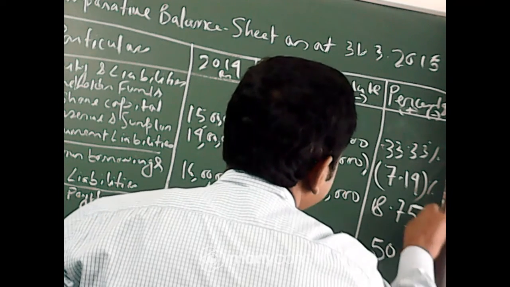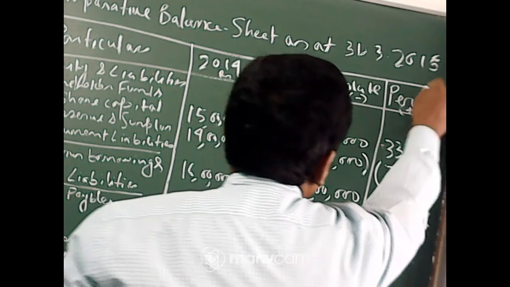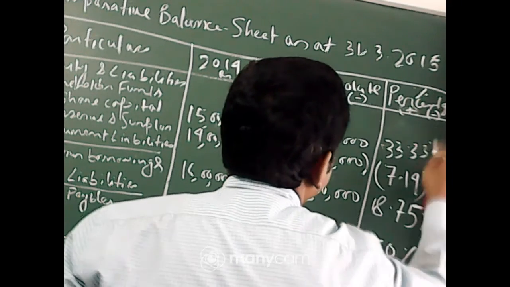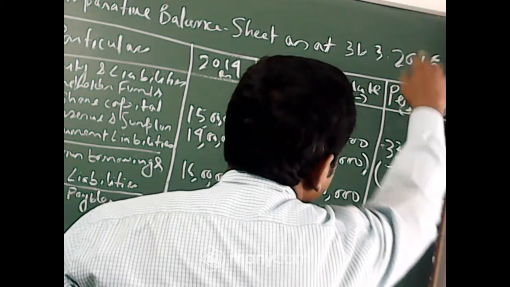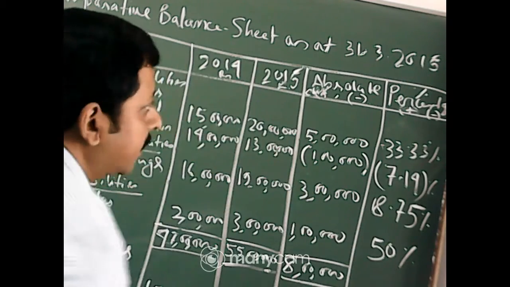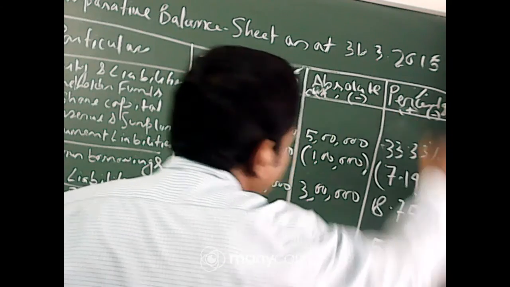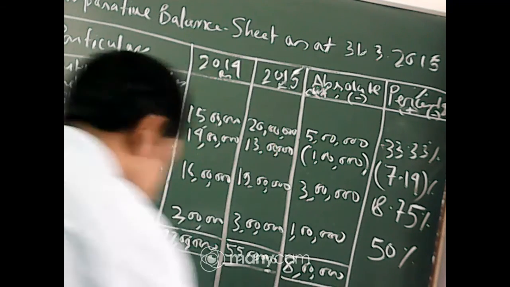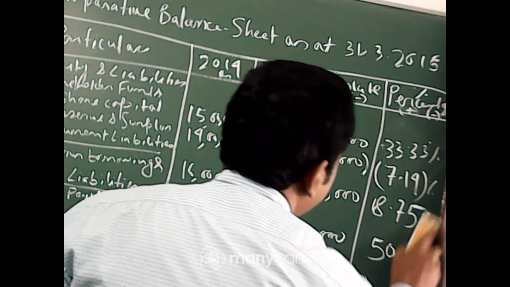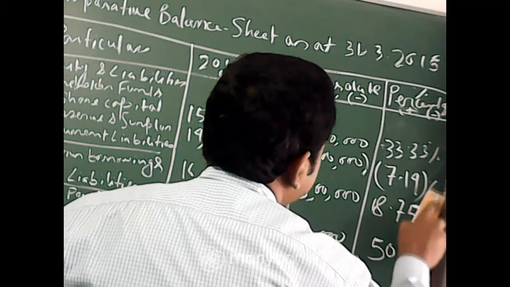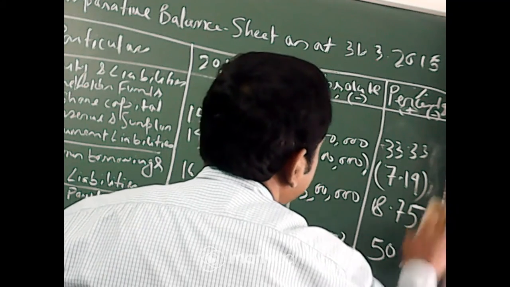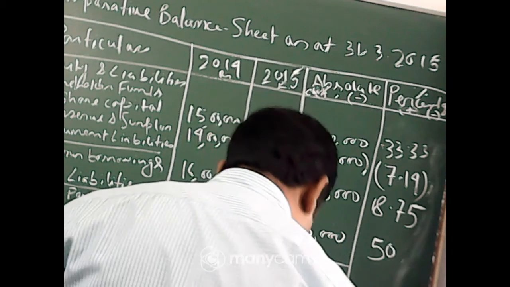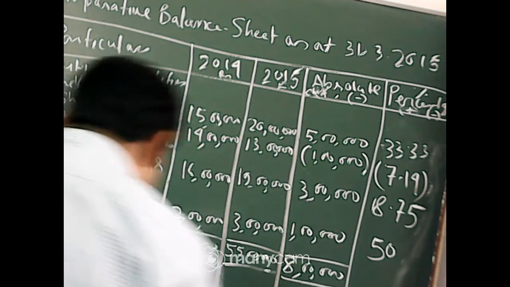If you give the percentage figure here, then you do not write the percentage sign here. If you do not give the percentage sign in the upper column, then you have to write the percentage sign. But it is better for you to write the percentage sign in the column first, because it is a column of percentage, so the percentage sign is not required.